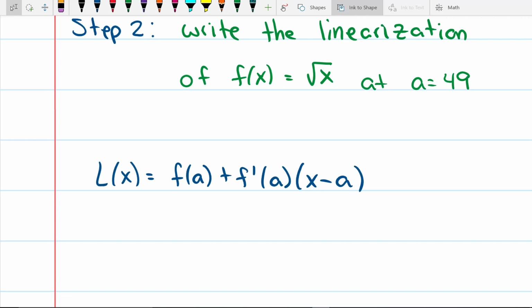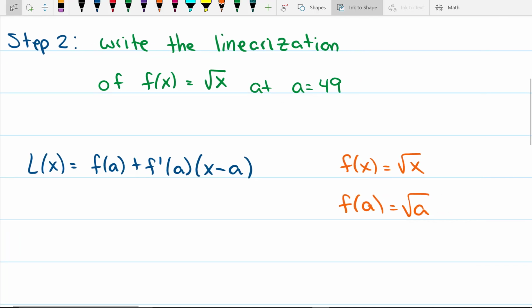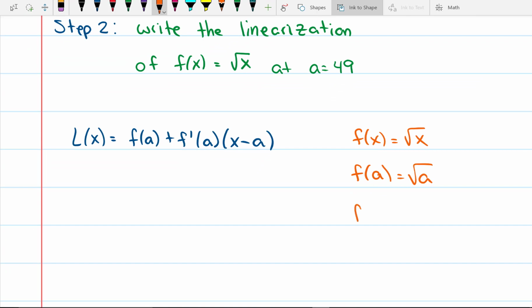We're going to need a couple things. We're going to need the fact that f of x is equal to the square root of x. So then f of a is equal to the square root of a. Now recall that we let a be 49. So you get f of 49 is equal to the square root of 49, which is 7. So this piece becomes 7.